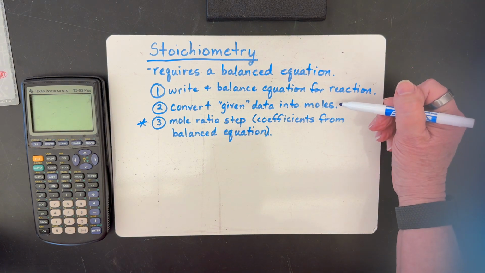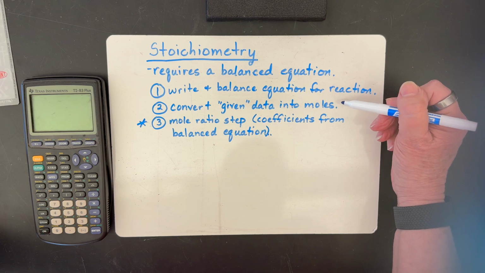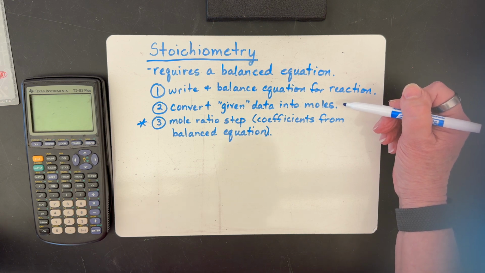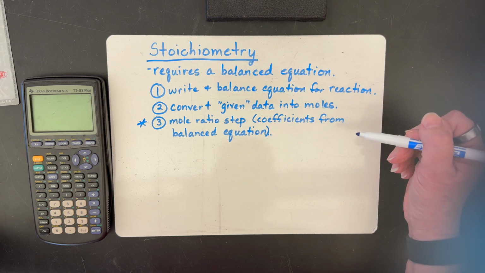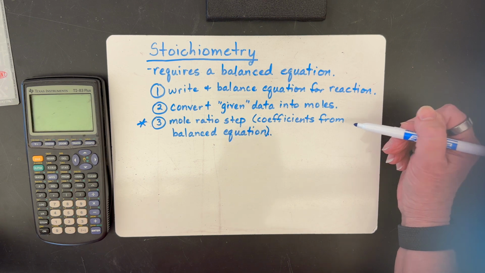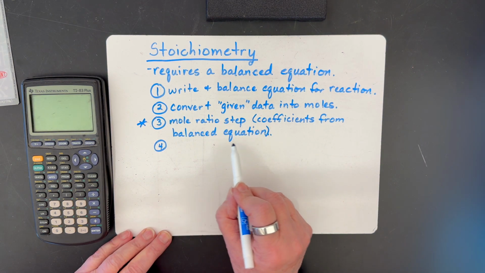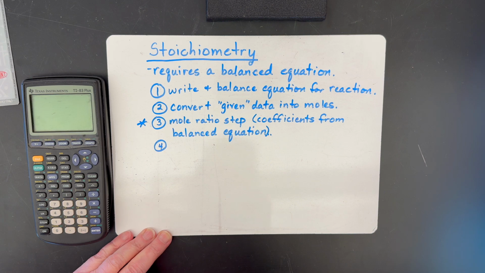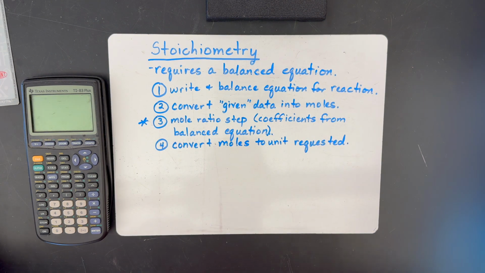You might not have step 2, because if you're given moles to start with, you don't have to do anything. It's already in moles, so you get to skip that step. You never get to skip step 3. Once we do step 3, we will have moles of what we were asked to find out about. If you're asked for moles, you're done. But if you're asked for grams or if you're asked for volume, then you have to do one more step to convert the moles to whatever unit you are asked for, be that grams or volume.